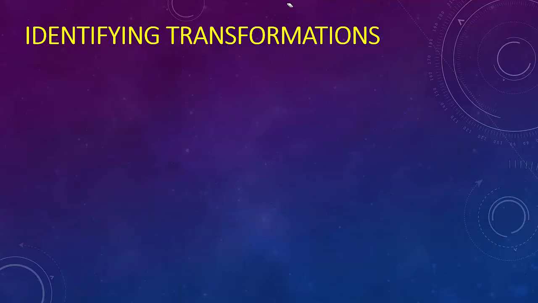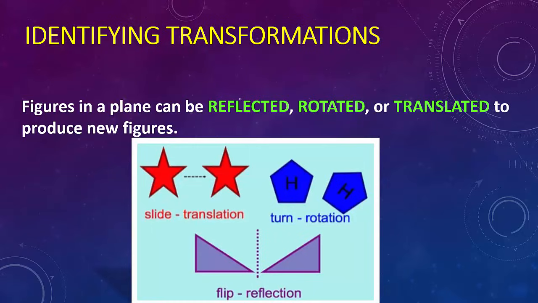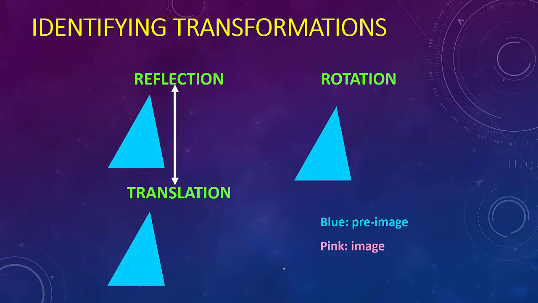So first, identifying transformations. Figures in a plane can be reflected, they can be rotated, or they can be translated to produce new figures. A translation would be basically taking the shape, keeping the exact orientation, meaning you don't turn it at all, and you just slide it left or right or up or down. Rotation can be described as a turn. See how we have the same figure and it's turning. And then a flip would be the reflection. If you have a line, it'd be like looking in a mirror, you flip it over that. All right, so here's how they look.